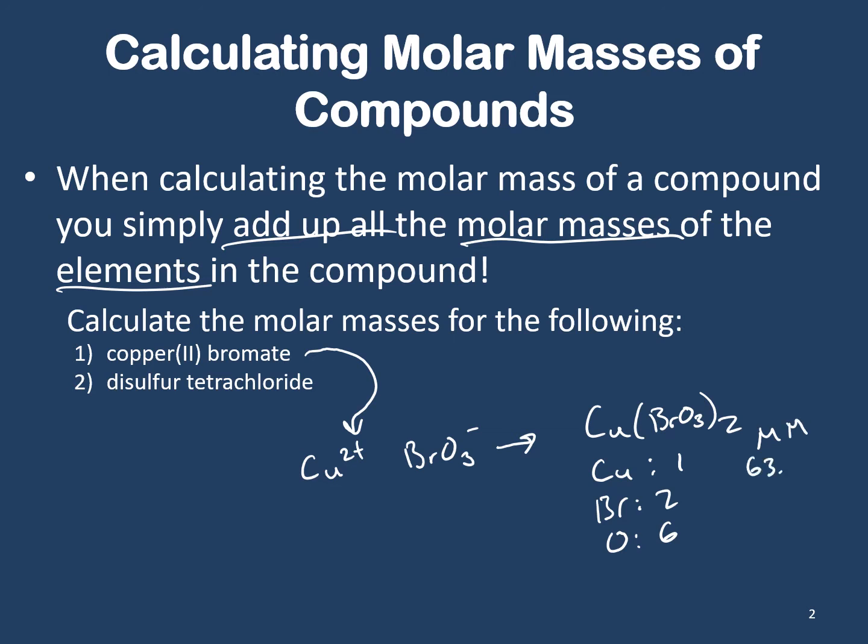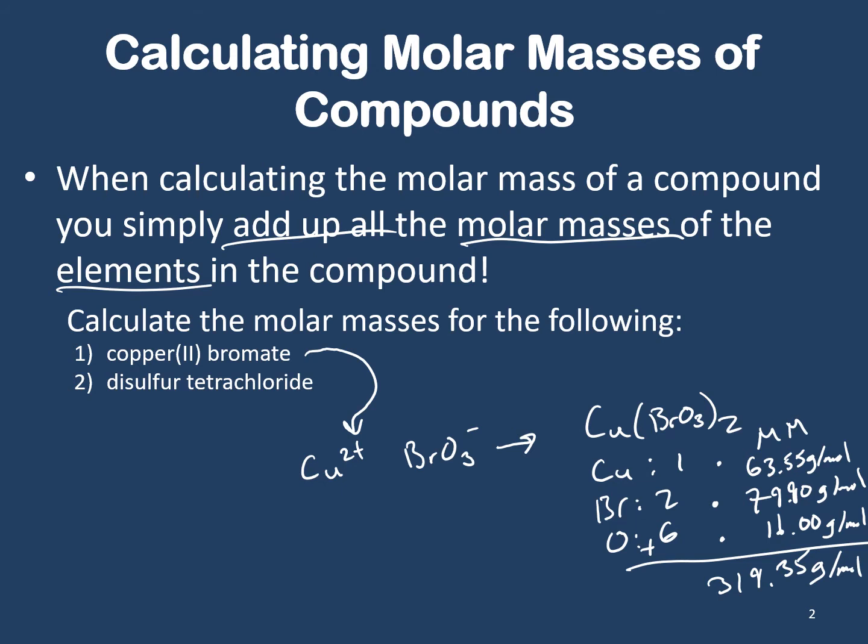And I need to look up the molar masses of each one of these elements. If I do that, I get 63.55 grams per mole for copper. Again, I'm just looking these values up off the periodic table. Br is 79.90 grams per mole, and oxygen is 16.00 grams per mole. Now, if I want to calculate this compound's molar mass, I just need to multiply these molar masses by the number of each element and then add it all together. And if I do that, I get the molar mass of copper 2 bromate is 319.35 grams per mole.